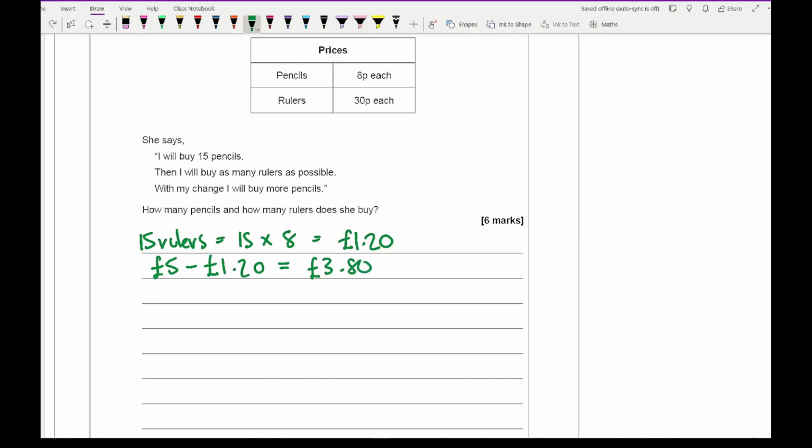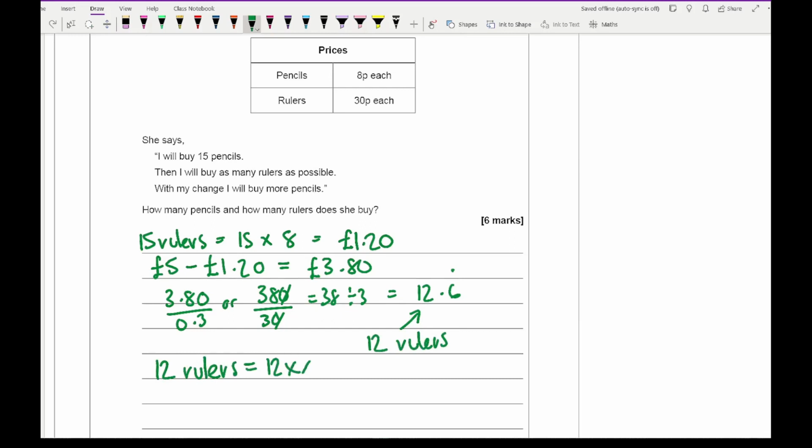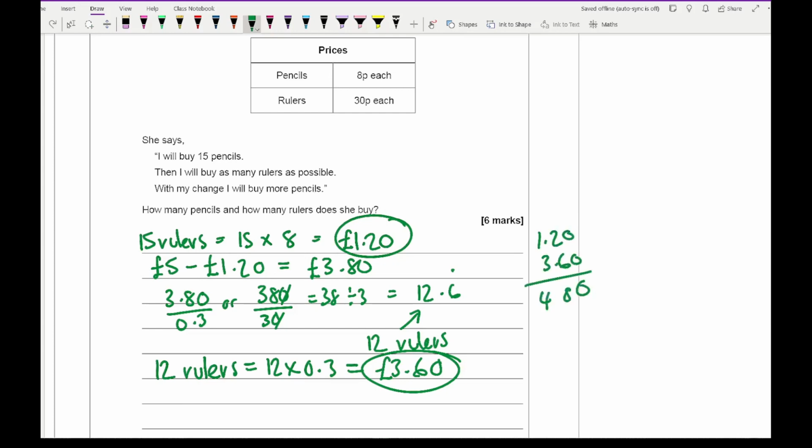We then need to see, well, how many 30p go into £3.80. £3.80 divided by 0.3, or you could do 380 divided by 30, 38 divided by 3, and that comes up as an answer of around about 12. So the price of 12 rulers comes up to 12 times 30 pence, £3.60. So then if I add up these two amounts, £1.20 plus £3.60, I've got £4.80. So how many more pencils can I buy? Well, I've got 20p change.